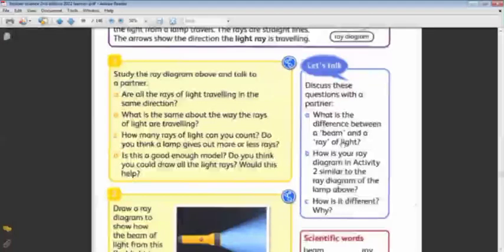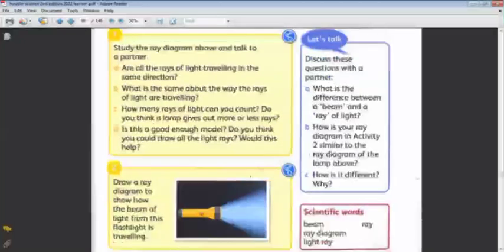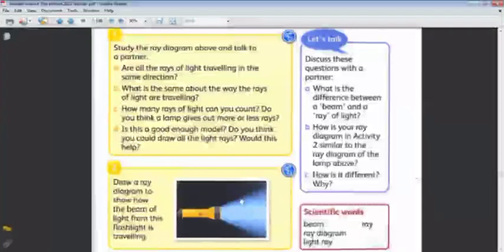The ray is the light that goes out from the flashlight. The beam is what we see from the flashlight, the part which is in light color. The beam is the light that comes out from the source of light, like this flashlight. So the beam is what you see coming out from the light source.